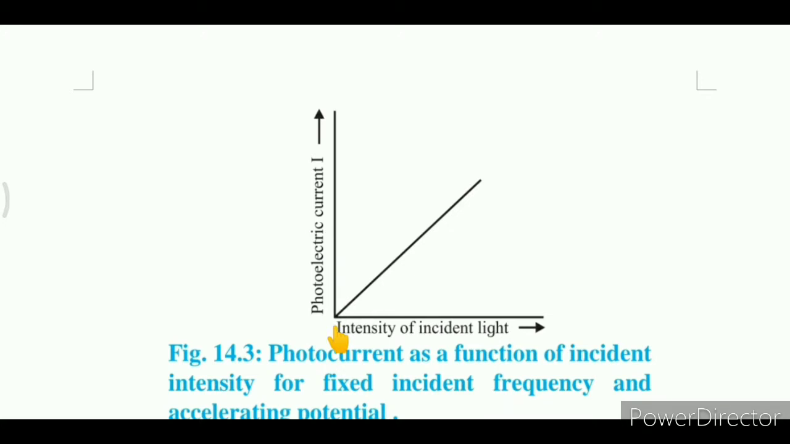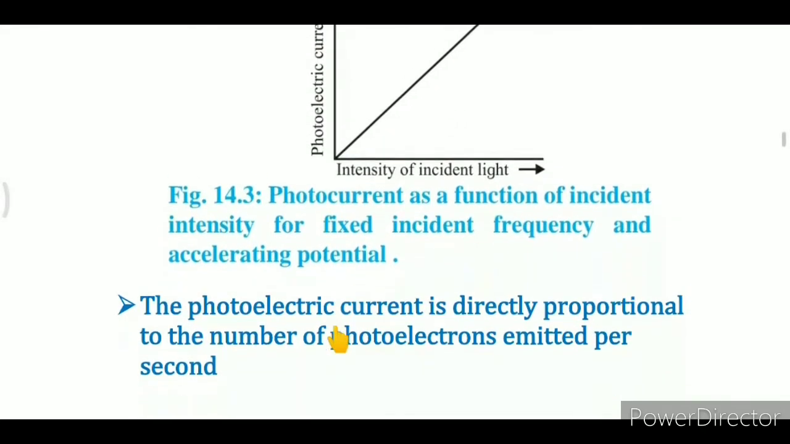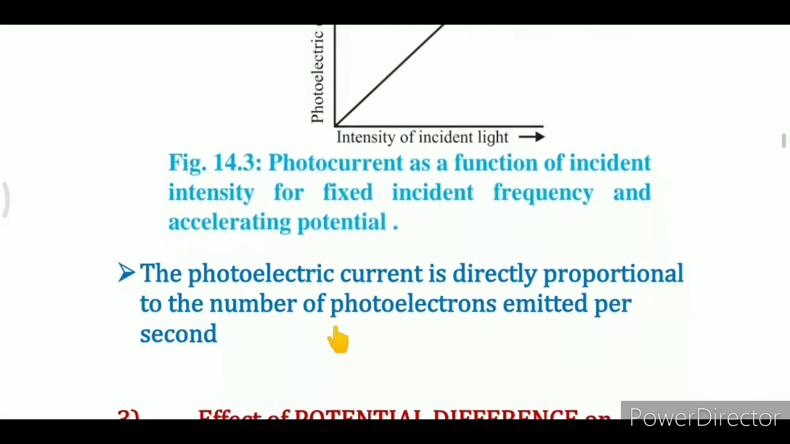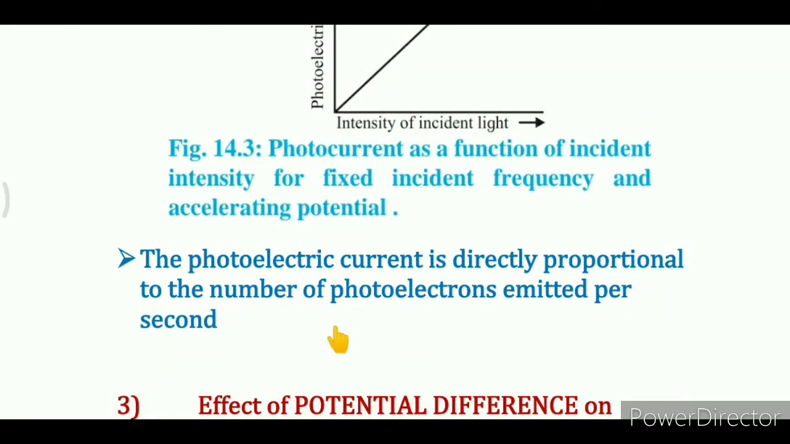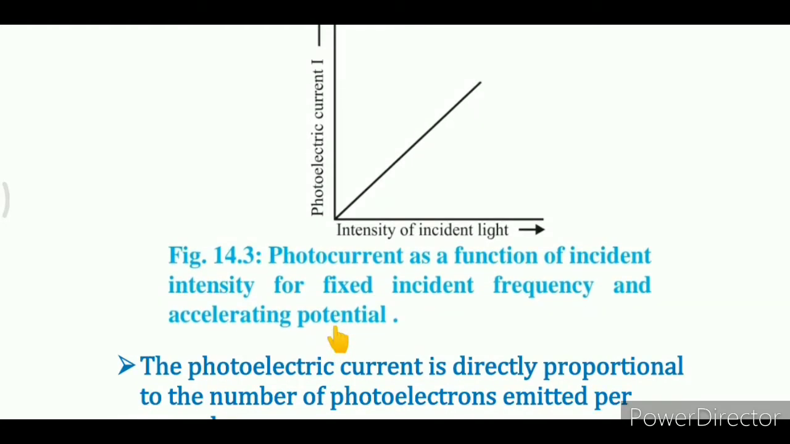Here we can say that the photoelectric current is directly proportional to the number of photoelectrons emitted per second. In general, the number of photoelectrons emitted per second is directly proportional to the intensity of incident light. That means whatever the intensity of incident radiation, we can observe the photoelectric effect if and only if the incident frequency is greater than the threshold frequency of the material used.